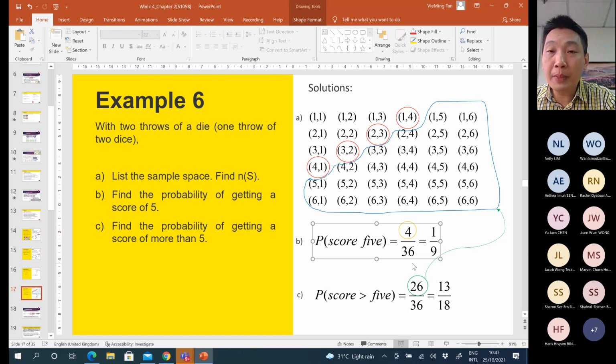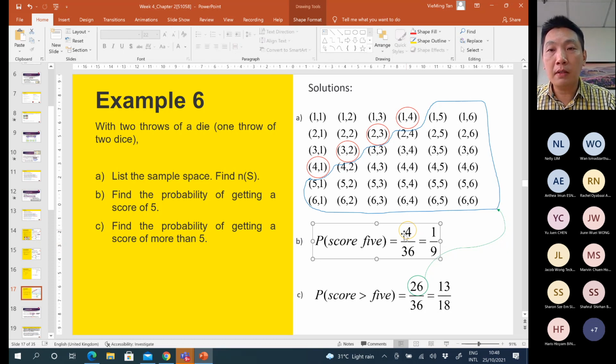Then how about the denominator? Because this question involves two dice, the total possible outcomes is 36. There are 36 possible outcomes. So this fraction can be simplified. It is equal to 1/9. Okay, I stop for a while.